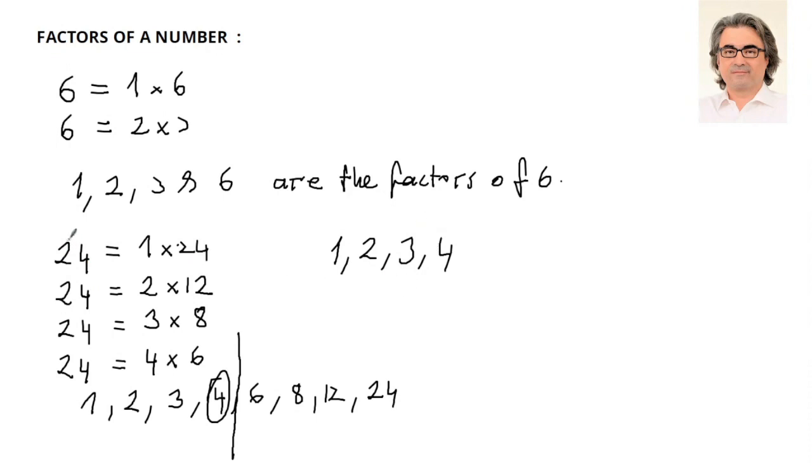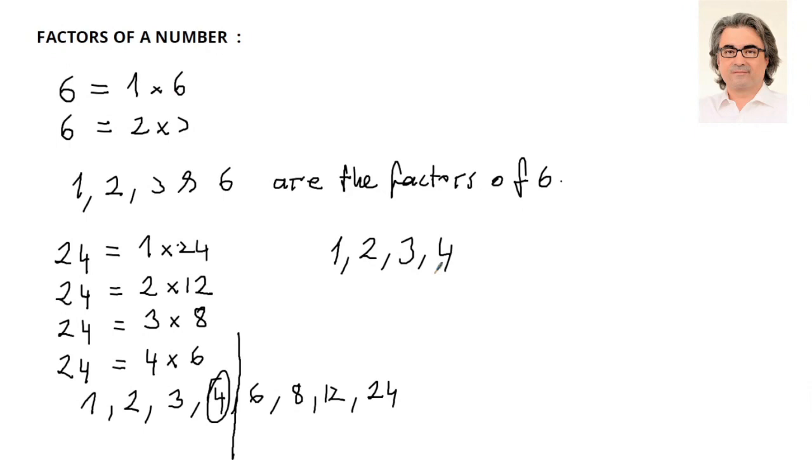3 square is 9, less than 24. 2 square, 1 square, all results are less than 24. But after 4, 5 comes, and 5 square exceeds 24. So, did you understand where I should stop? Yes, at 4 I should stop.